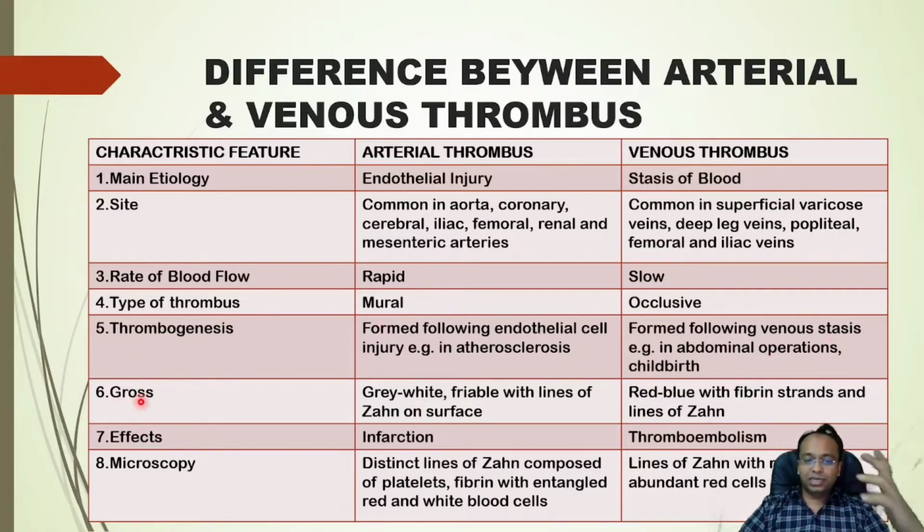Okay, grossly the affected organ in the arterial thrombus will be gray-white color. The infarction is white color, and it's friable. This thrombus, arterial thrombus, is friable with presence of lines of Zahn over the surface. What is line of Zahn?